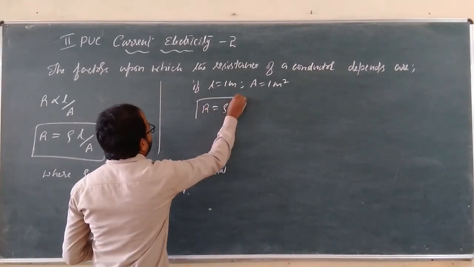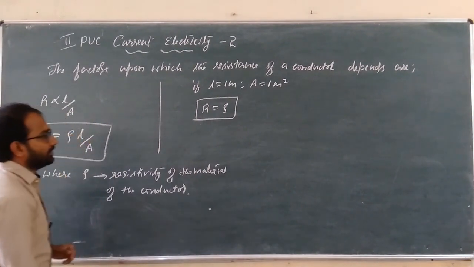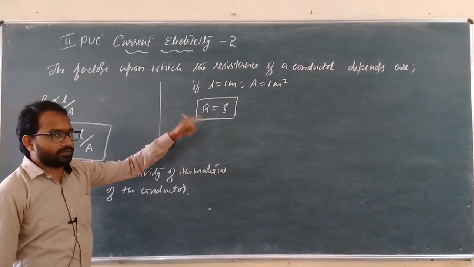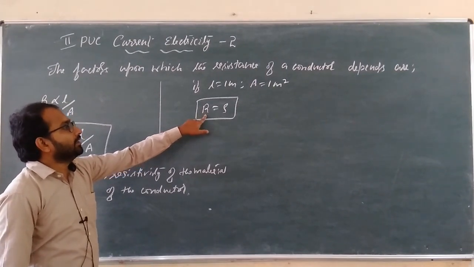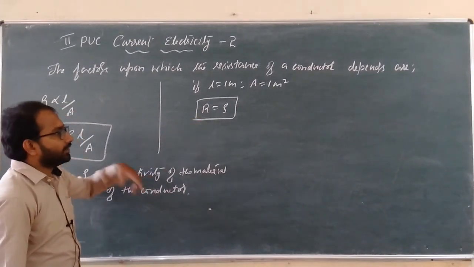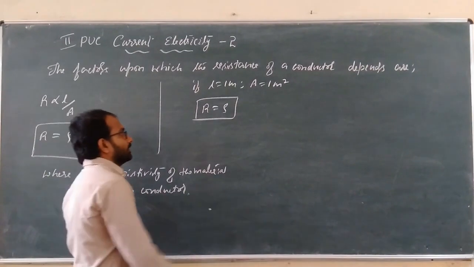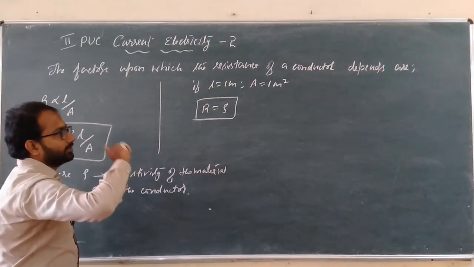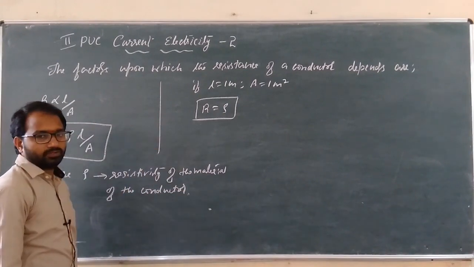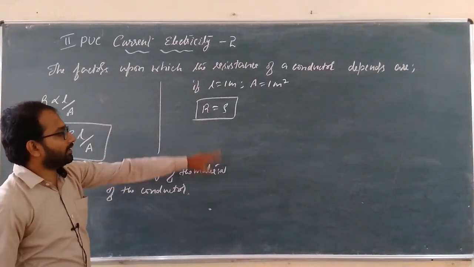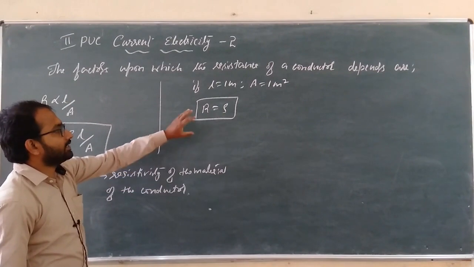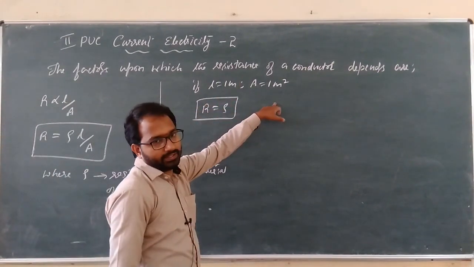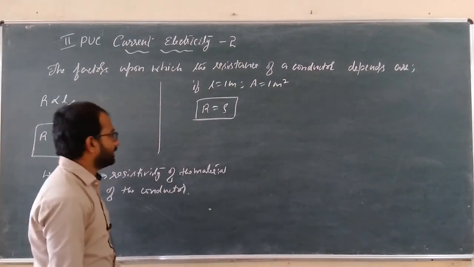Now, how do you define the resistivity? So, resistivity of the material of the conductor is the resistance or the opposition offered by the conductor to the flow of current of unit length and unit cross section area. The length of the conductor must be unity and area of cross section is also unity. So, resistivity of the material of the conductor is the resistance offered by the conductor of unit length and unit cross section area to the flow of current.